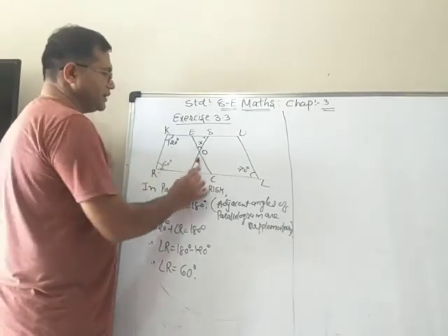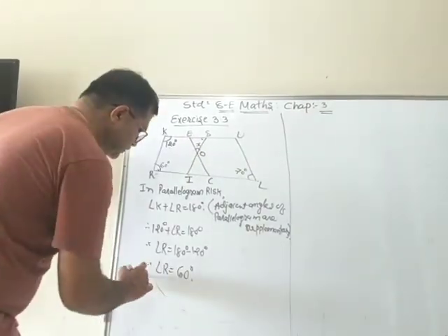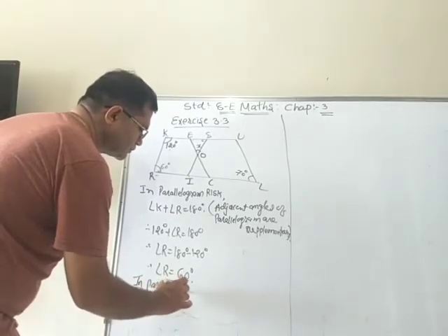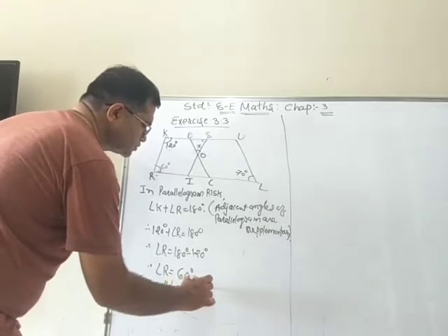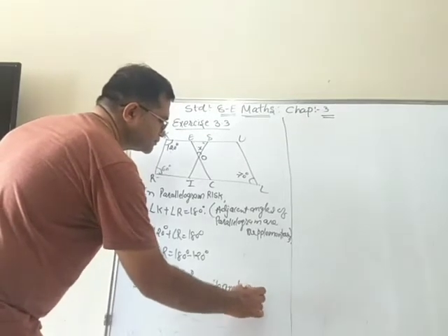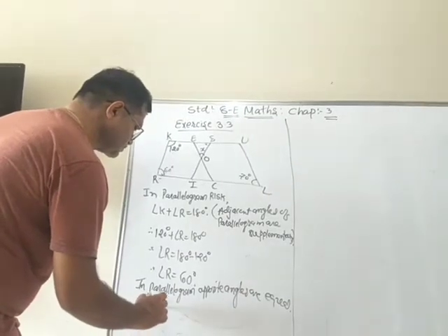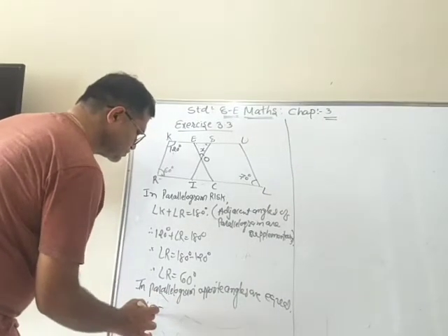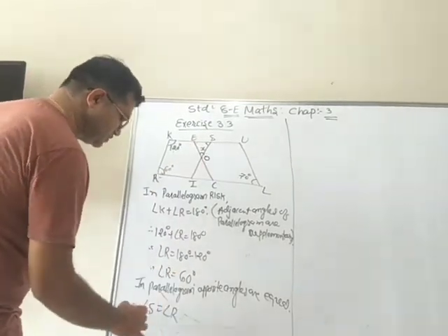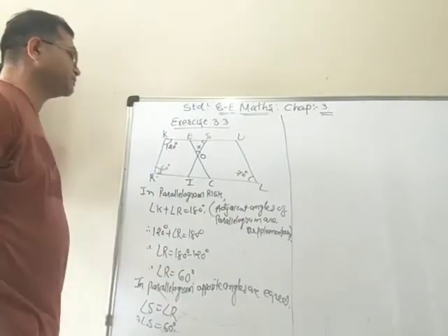Now in the parallelogram, opposite angles are equal. So you can write down in parallelogram opposite angles are equal. It means that angle S is equal to angle R. But angle R is 60, therefore angle S is also 60 degree.